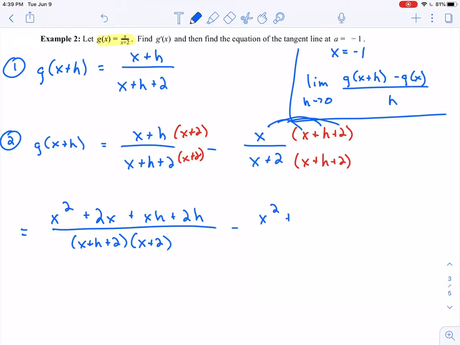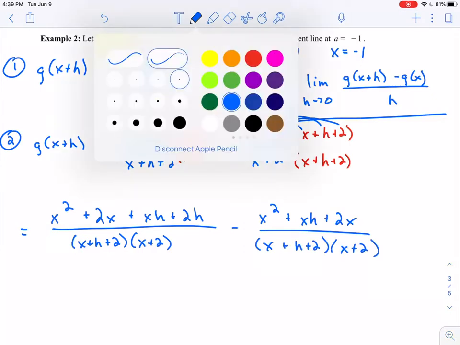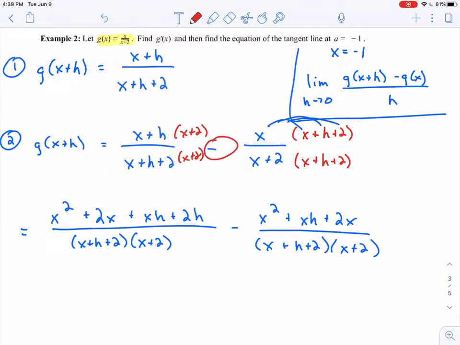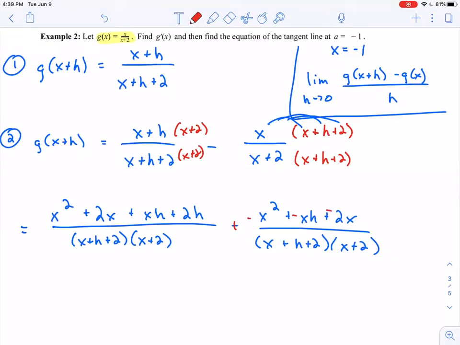Well, x squared plus xh plus 2x all over, again, denominator, I'm going to say keep exactly the same. I'm going to leave that as x plus h plus 2 times x plus 2. If I didn't distribute that minus sign in the previous step, I am going to have to do it right here. And remember, I want to subtract all of these terms in my numerator right here. So I'm really subtracting x squared, I'm subtracting xh, and I'm subtracting 2x. I think the easiest way to do it is just to change it to a plus sign and change all the signs on the numerator.